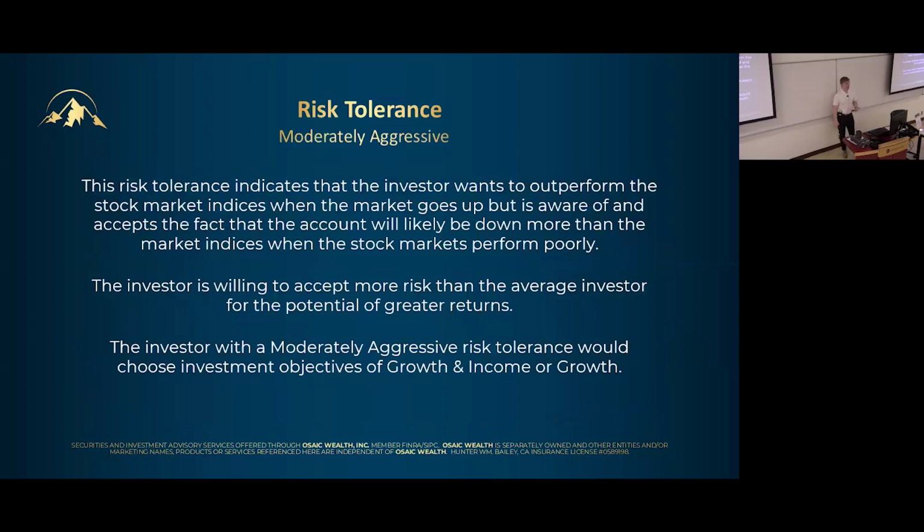Moving up, we get to moderately aggressive. So now we're definitely more focused on growth. We're definitely less focused on generating income, and we're willing to tolerate volatility. So this risk tolerance indicates that the investor wants to outperform the stock market indices when the market goes up. This is kind of a ridiculous description for moderately aggressive, in my opinion, but is aware of and accepts the fact that the account will likely be down more than the market indices when the stock markets perform poorly. So the investor is willing to accept more market risk than the average investor for the potential of greater returns. The investor with a moderately aggressive risk tolerance would choose investment objectives of growth and income or growth.